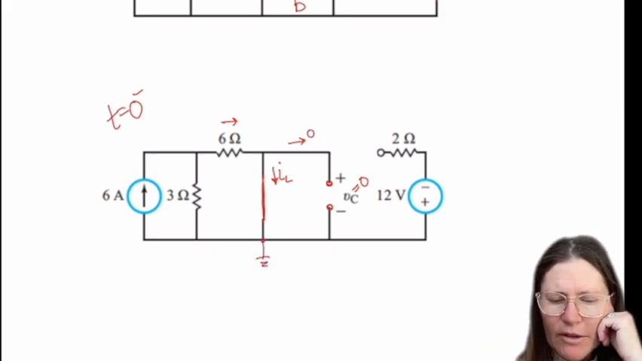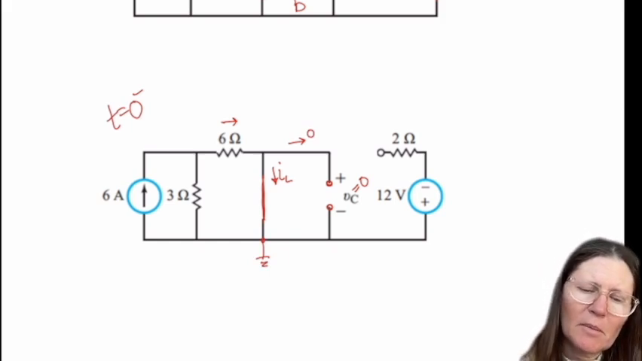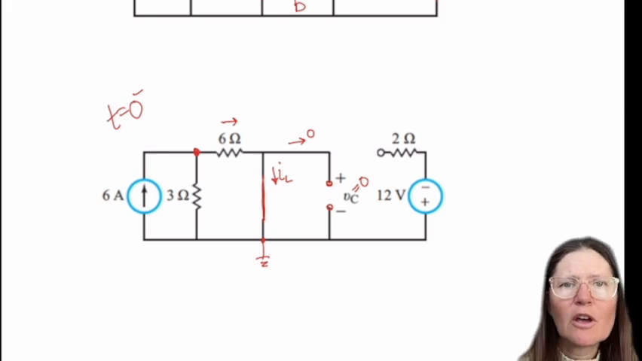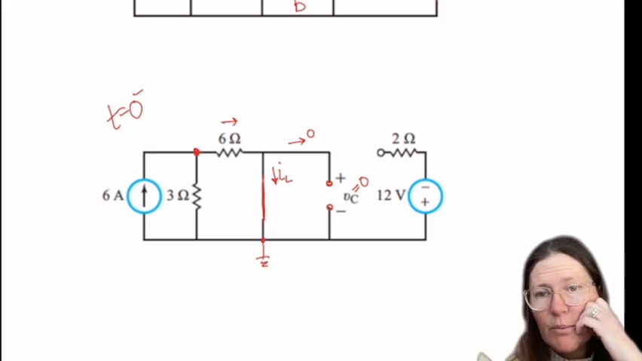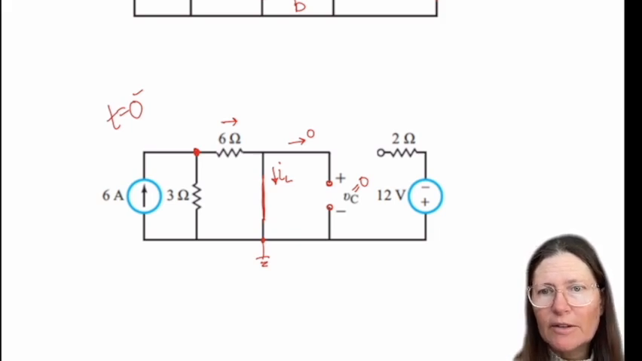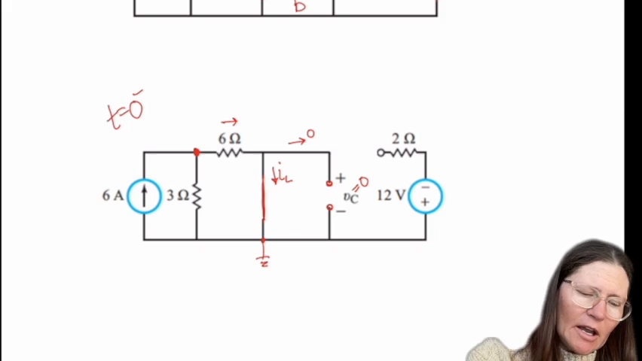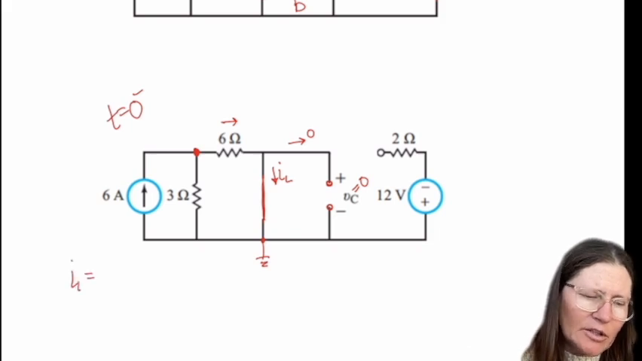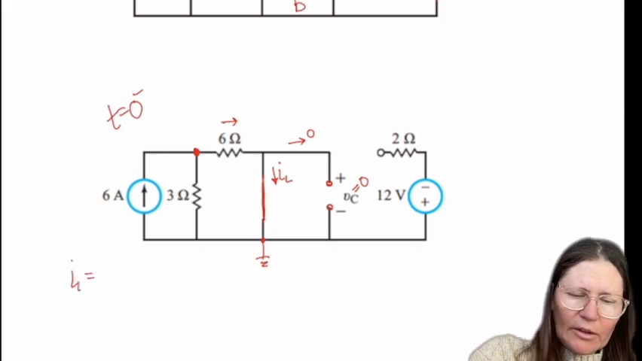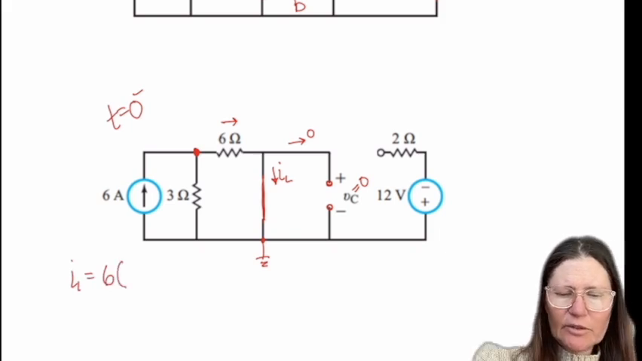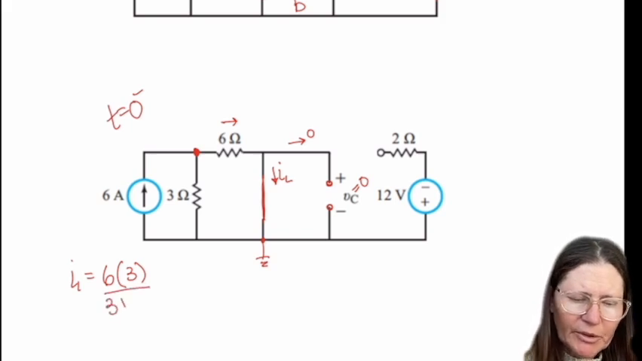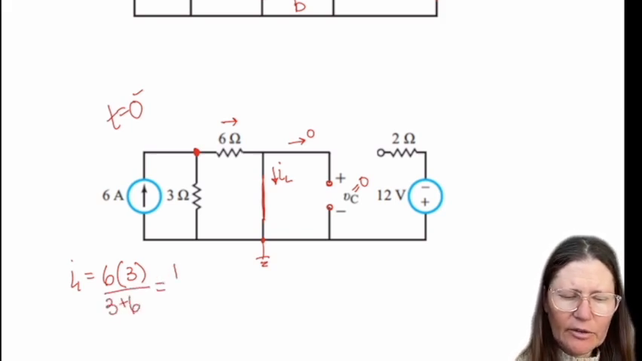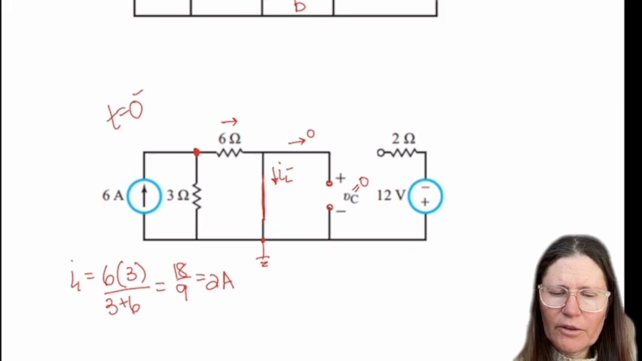If we ground this, then we can either find the voltage at this node by doing a summation of the currents in each of those 3 branches, or we can notice that it's a current divider and that IL then is going to be 6 times 3 over 3 plus 6, which is 9. So 18 over 9 gives us 2 amps for this initial value.